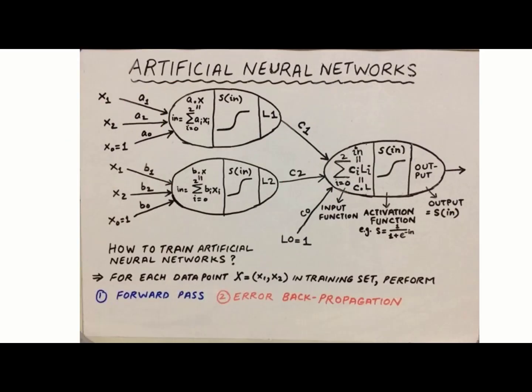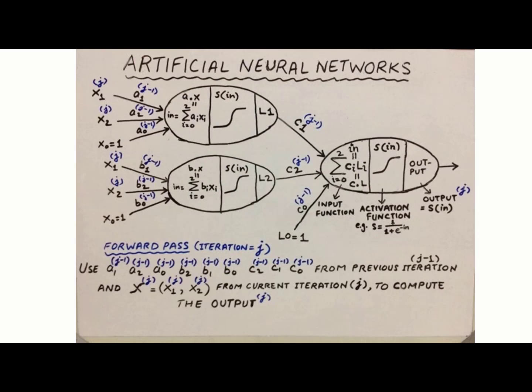Now, if we formally parse the training process of the artificial neural network, we have to define 2 phases: the forward pass and the error backpropagation step. And these 2 steps are critical to train the artificial neural network. And we're going to perform these 2 steps for each data point that we are going to use to train the neural network. So for each data point X in the training set, we are going to perform the forward pass and then the error backpropagation step.